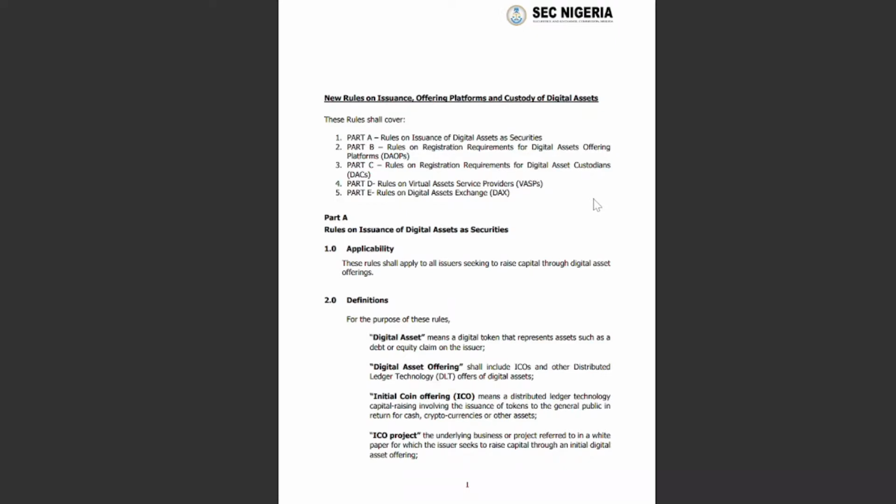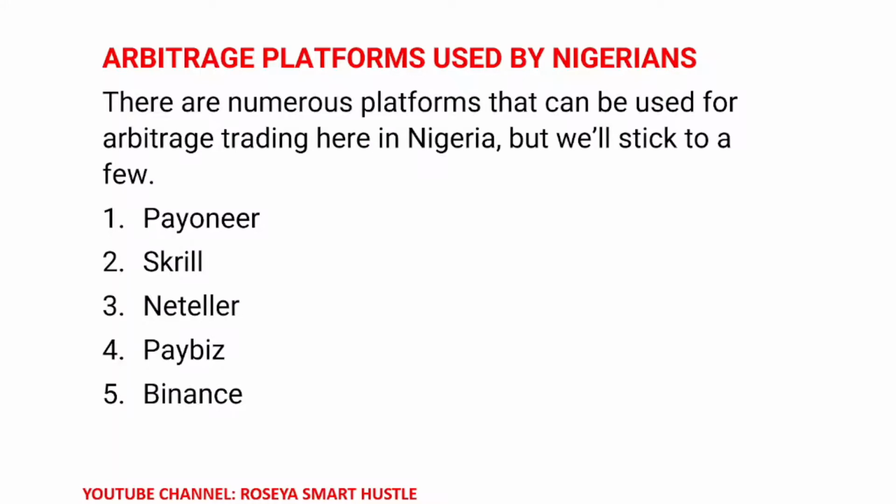So now we are going to look at the platforms that we're going to be using for this arbitrage business. Arbitrage platforms used by Nigerians. There are numerous platforms that can be used for arbitrage trading here in Nigeria, but we'll stick to a few. There are so many. A lot of people are using PayPal, they're using Wise, they're using so many. But for the purpose of this training and what we're doing, we'll stick to a few so we don't get confused about which is working, which is not working.